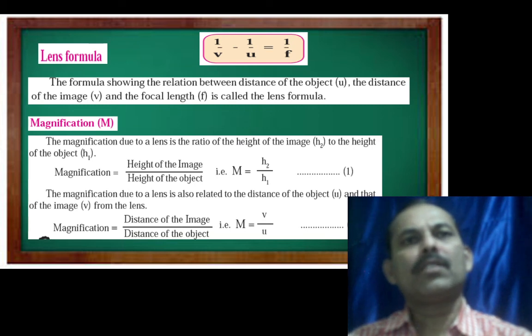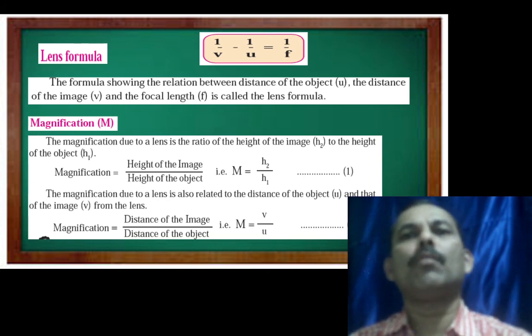This magnification due to a lens is also related to the distance of the object u and that of the image v from the lens. That's why we can write the magnification formula like this: magnification equals distance of the image upon distance of the object, that is m equals v upon u.